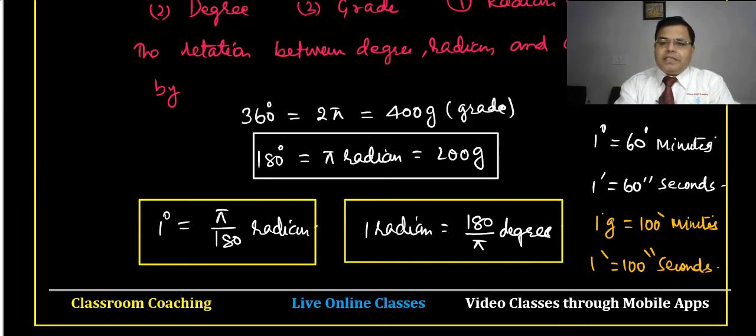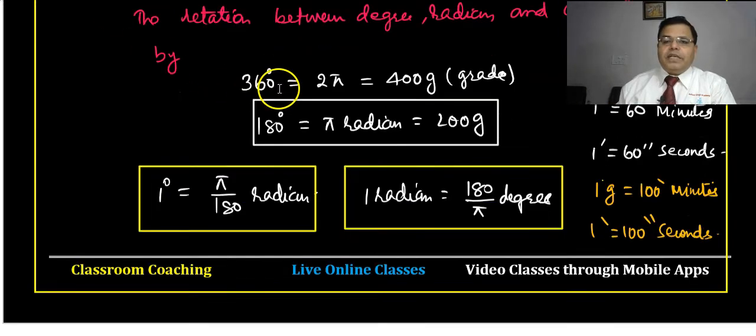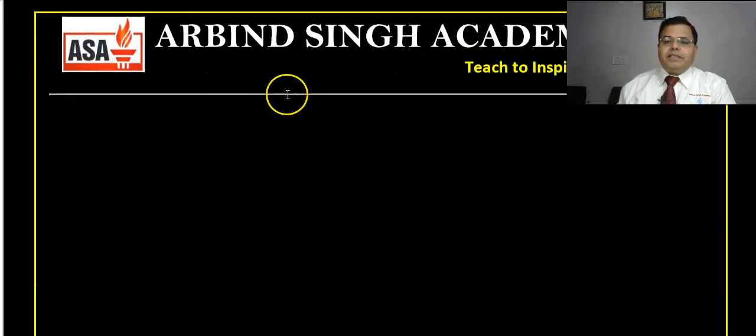Because degrees are divided further into 60 and 60, this system is said to be the sexagesimal system. You must have studied this in mathematics. And because grades are divided into 100 and 100, they are said to be the centesimal system, which is called the British system. Cent means 100, like percentage. So that is why this is called the centesimal system.